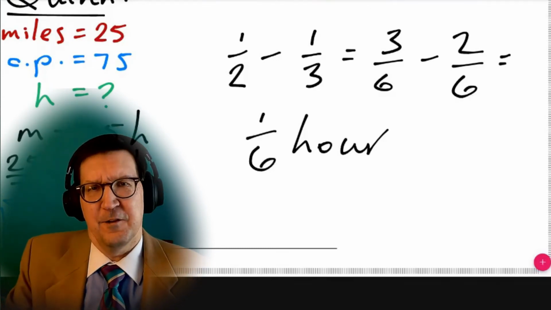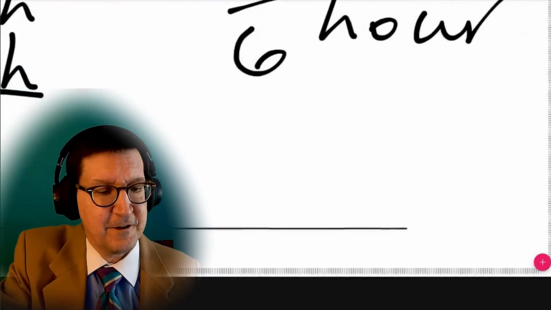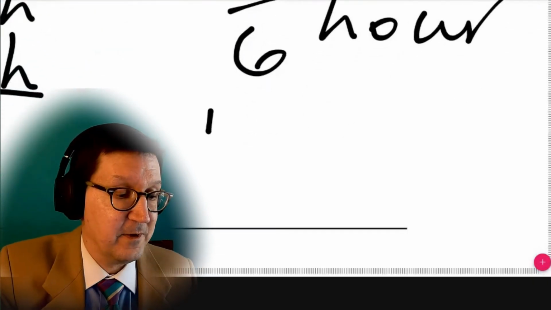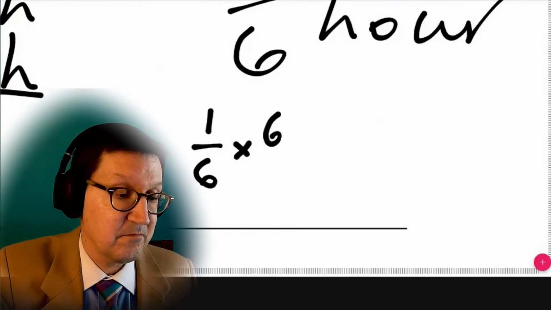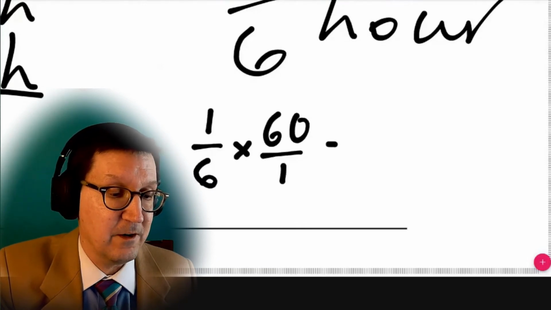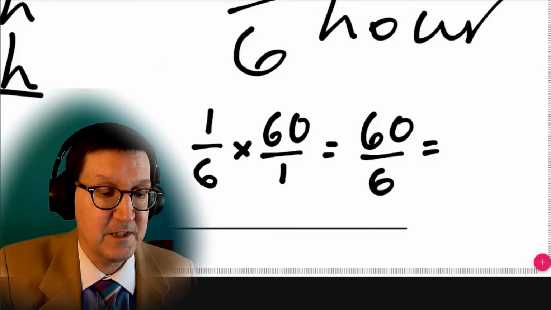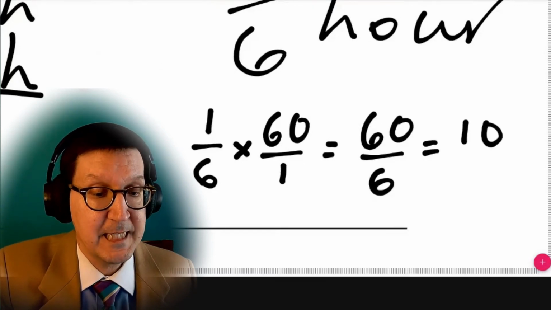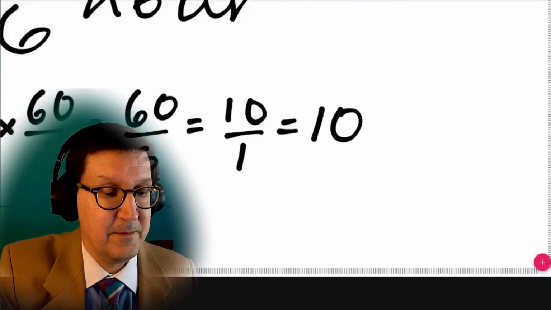Now, no one looks at hours in sixths. How much is 1/6 of an hour? Well, we can figure that out too, right? Because if we have 1/6 of an hour times 60 minutes in 1 hour, that gives us 60 over 6, which reduces down to 10 over 1, which is 10 minutes.